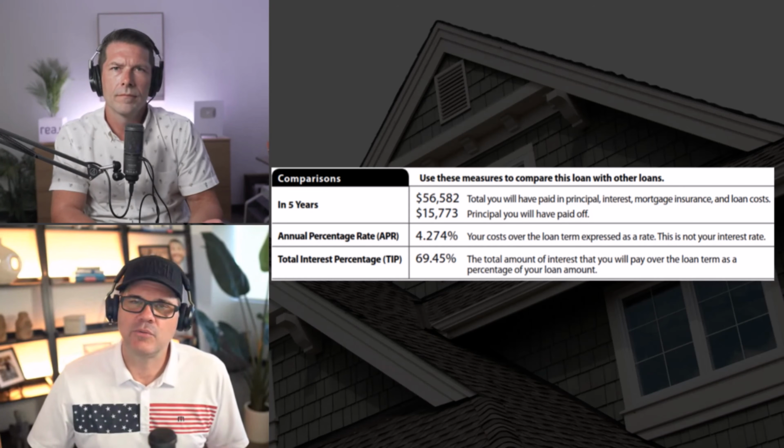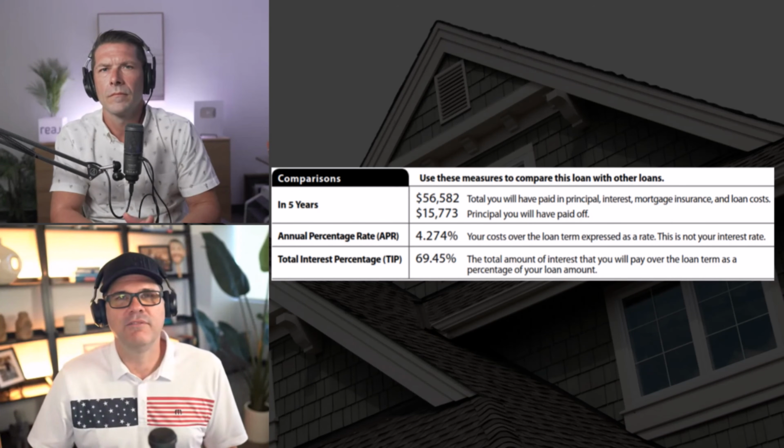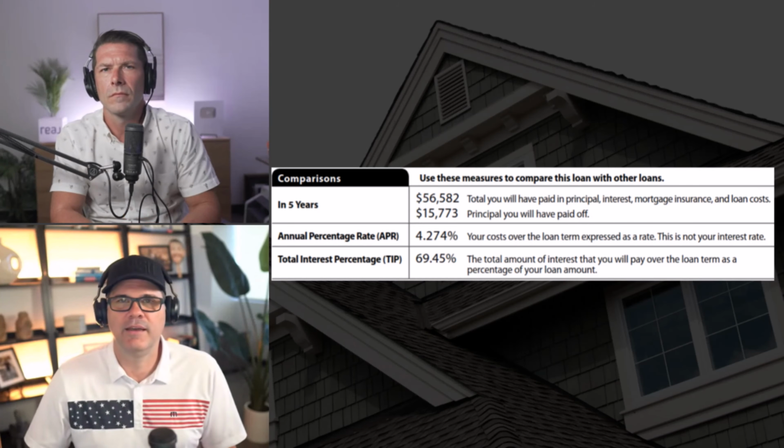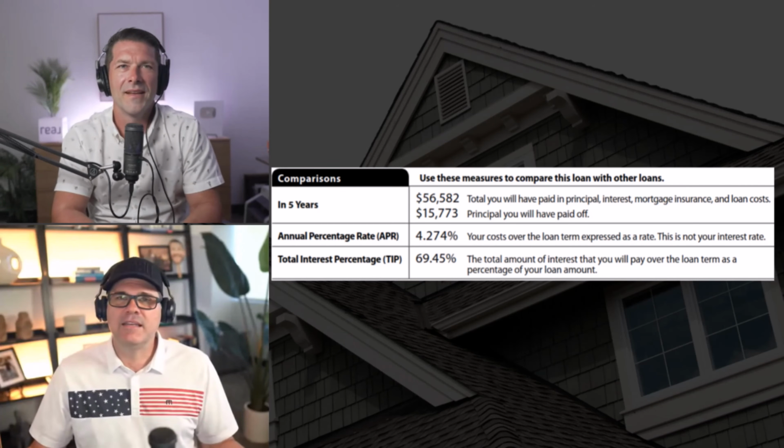The last one, this one has never, ever caught on, Jeb. No one has ever asked me, what is my tip with your loan? They made this up when they came out with the loan.